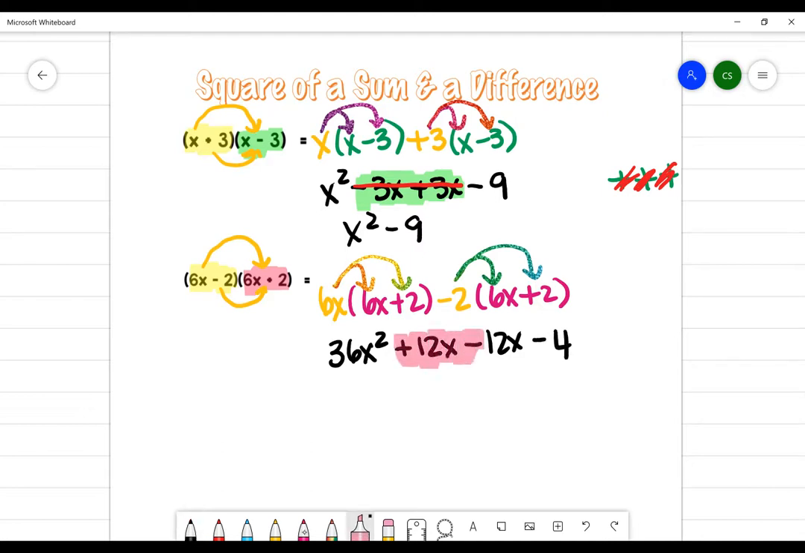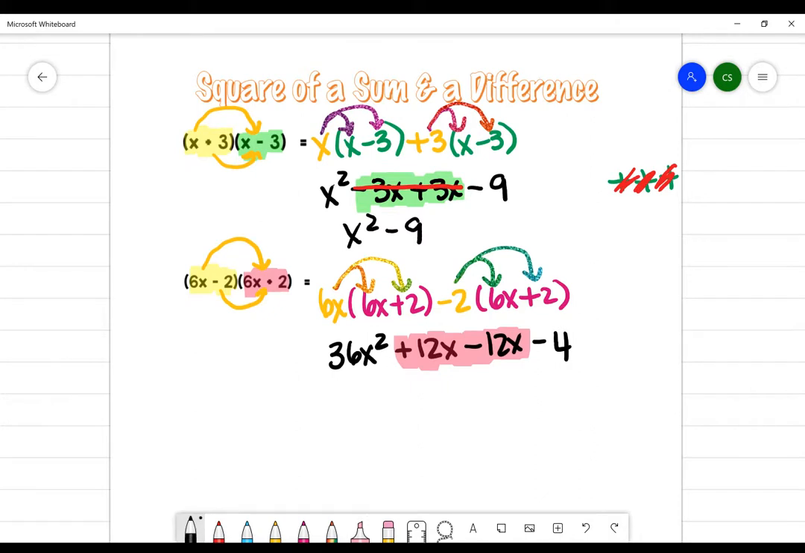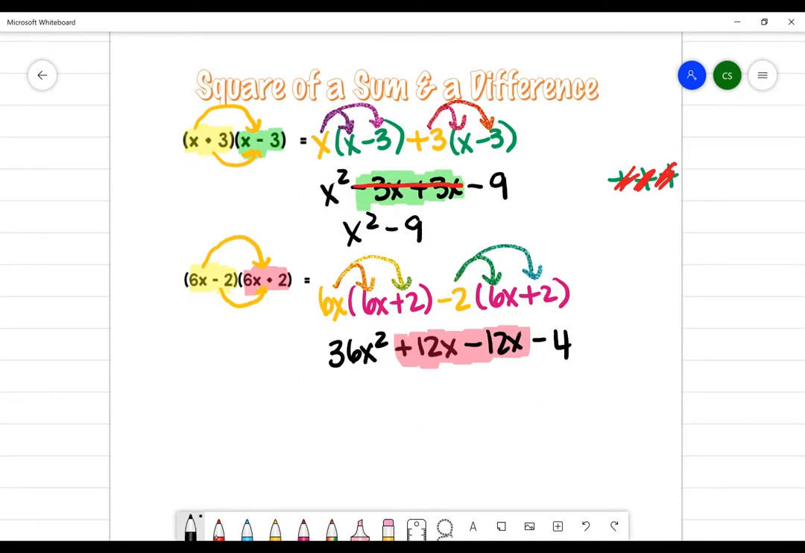Combine my like terms. So this is saying I had 12 x's. And my mama took my 12 x's away because I wasn't doing what I was supposed to do. Therefore, since they're opposite, they cancel out. And I'm just left with 36x squared minus 4.